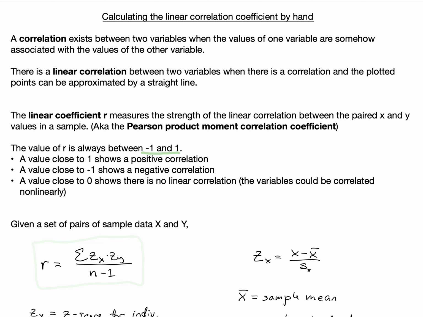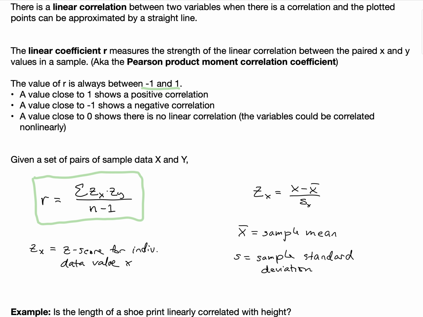So given pairs of sample data x and y, so we have two data sets and they are paired together, we want to see if there is a linear correlation. R is equal to the sum of the z-score for x times the z-score for the data value y, add each of those products together and divide by n-1, where n is the sample size. So let's look at an example.